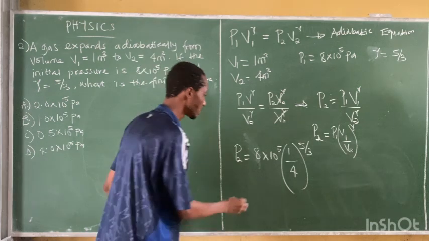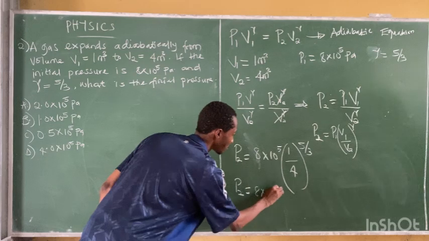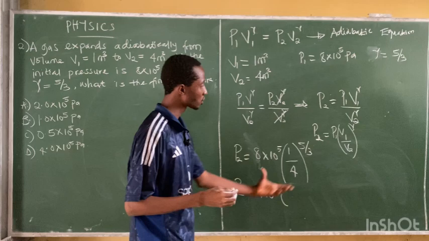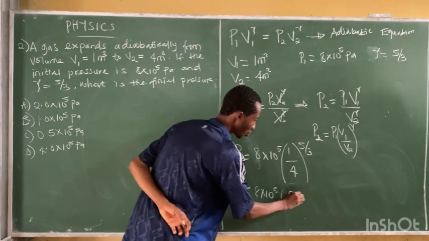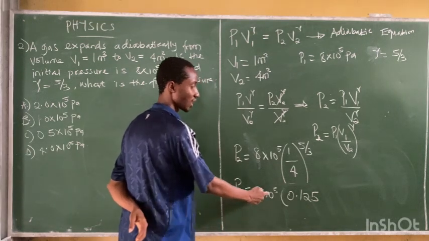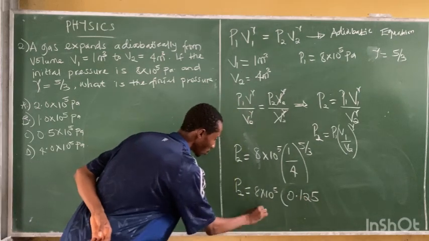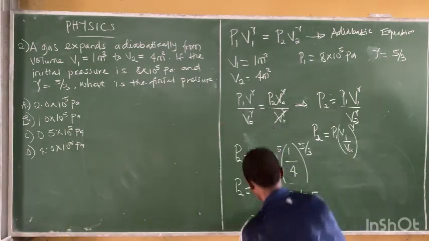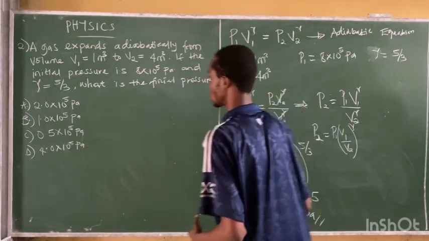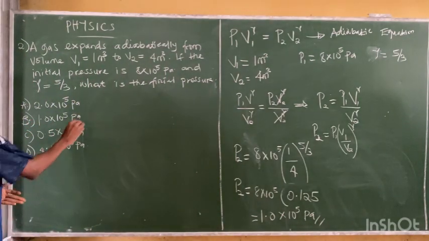Now if we simplify it, we have P2 is equal to 8 times 10 raised to power 5. From BODMAS, let's simplify the one in the bracket first. If you simplify this further, you're going to have 0.125. Now 8 times 10 raised to power 5 multiplied by 0.125, you have 1.0 times 10 raised to power 5 Pascal. Now this gives us option B to be our correct answer, 1.0 times 10 raised to power 5 Pascal.